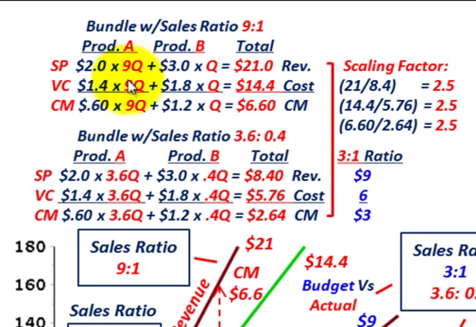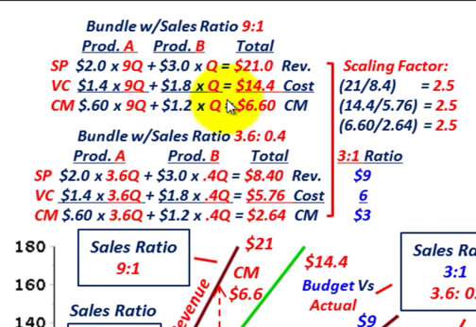And you can do the same thing here. Just do the arithmetic for your variable cost. 1.4 times a quantity of 9 for product A, plus 1.8 cost per unit for product B, quantity of 1. Sum it together, and it's going to give you a costing of $14.40 here on a per bundle basis.